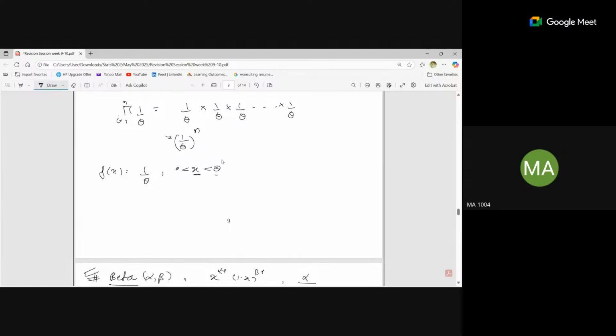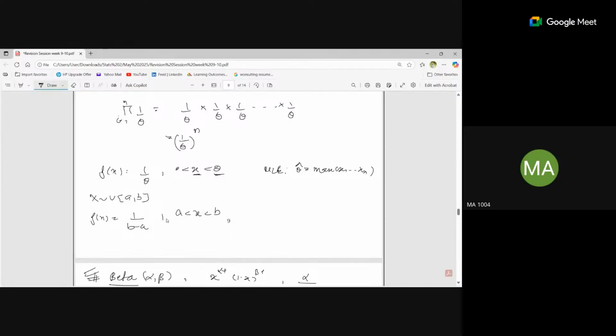So if I have something like this, my MLE for theta would be equal to the maximum of x1 till xn. Let me take a general case. If my x is following uniform a comma b, correct? So now my f(x) would be 1 by b minus a, right? Now here my value of x is going from a to b.